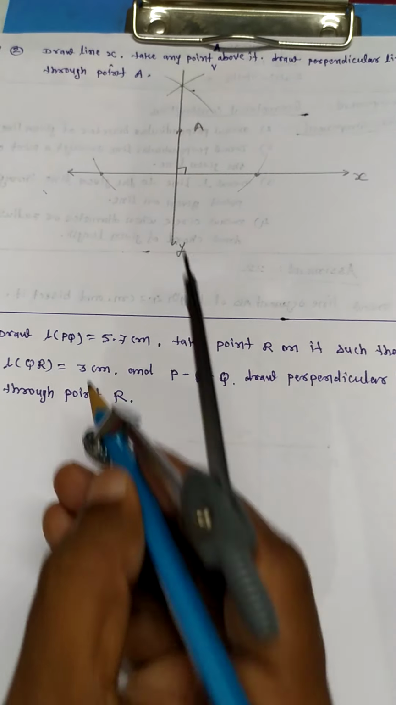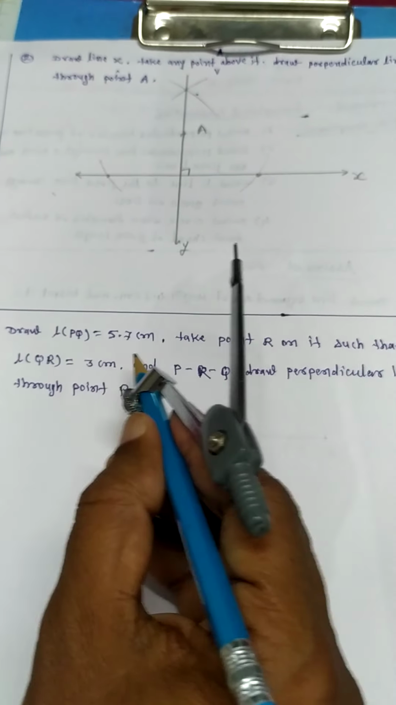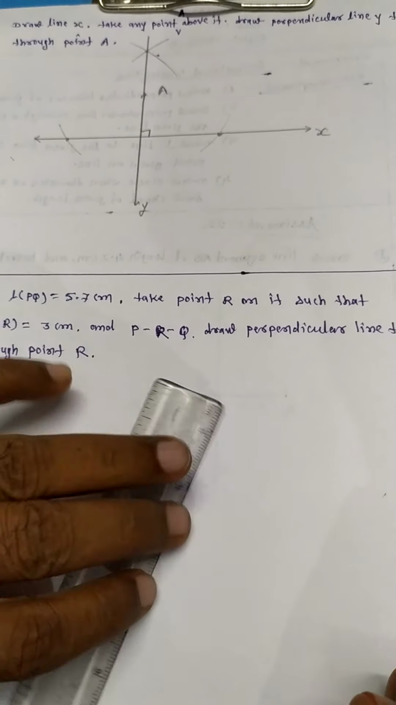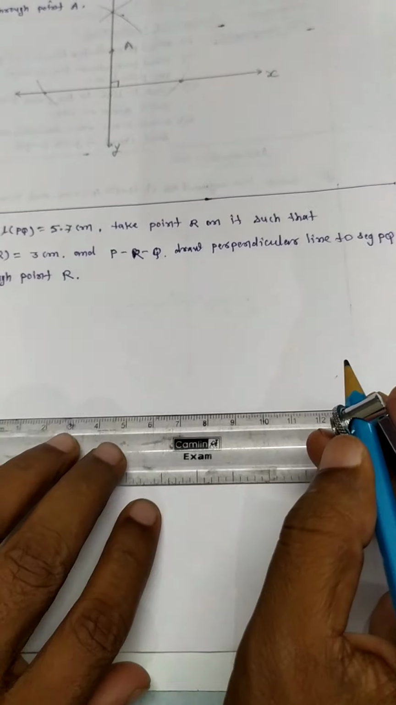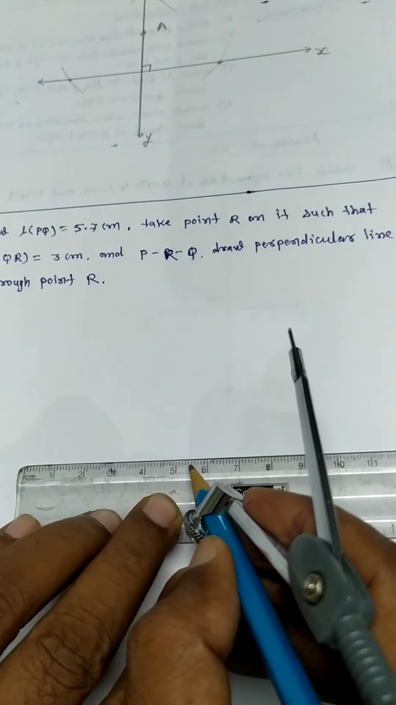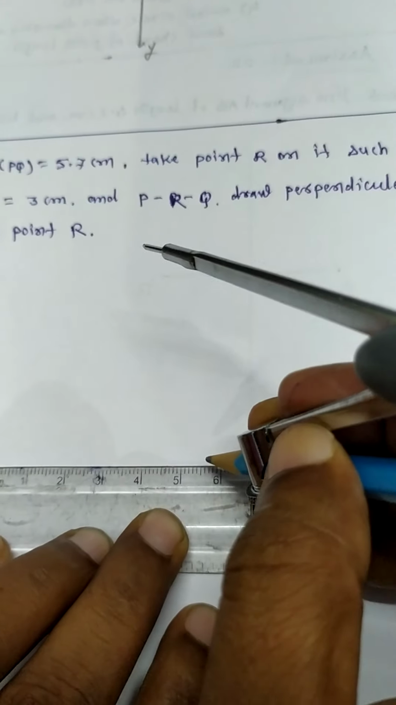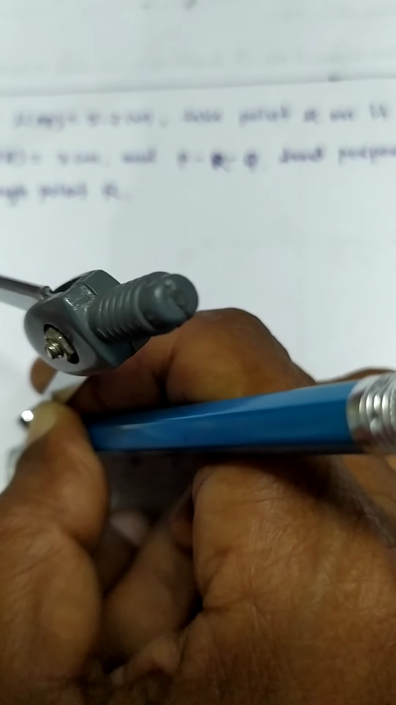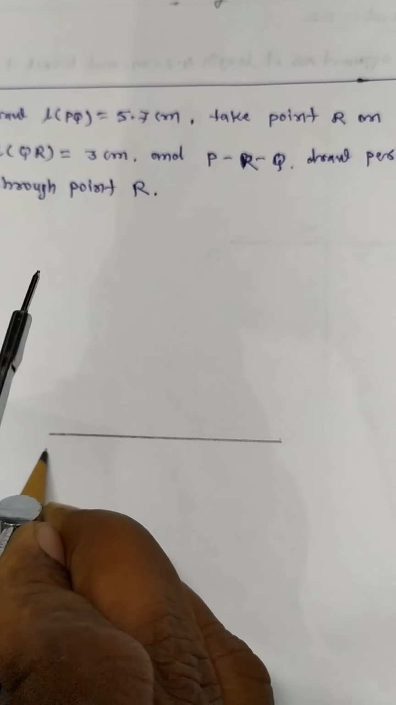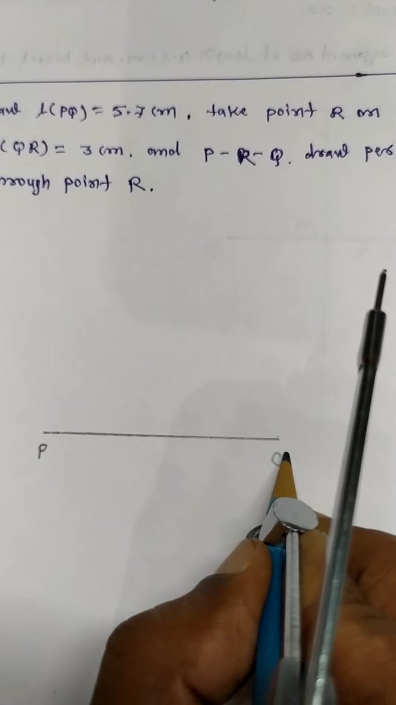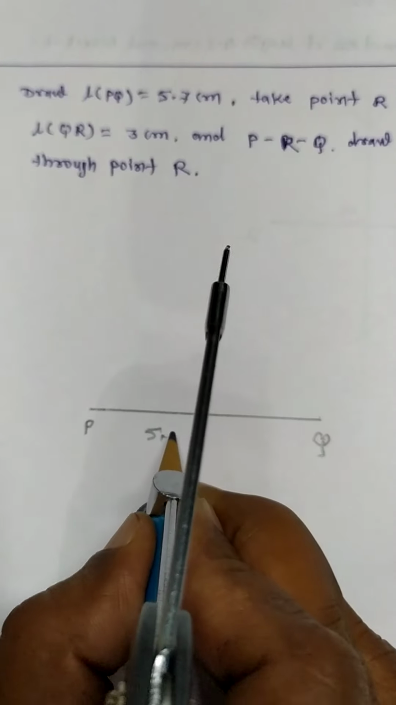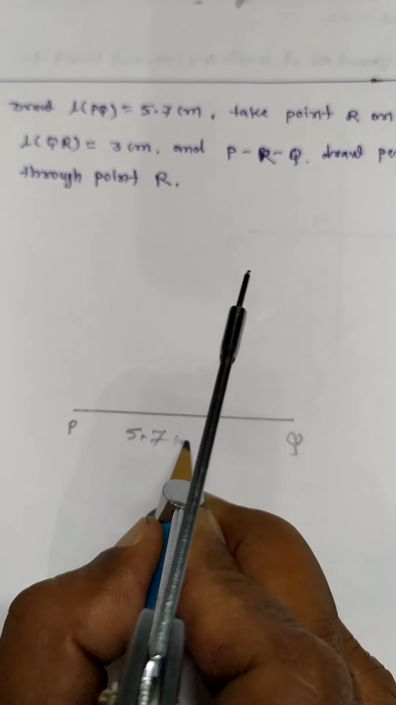Now the third example is draw line segment PQ of 5.7 centimeter. So take first a line segment of 5.7. That is, this is 5, 5.5 and 2, that is 5.7, in this way. So give it the name PQ. In this way the length is 5.7 centimeter.